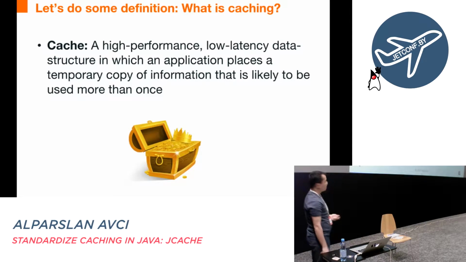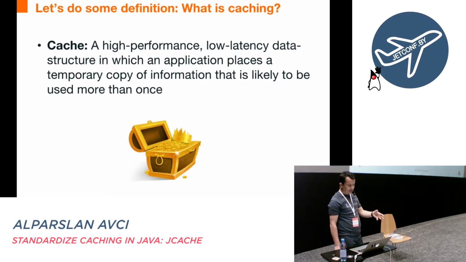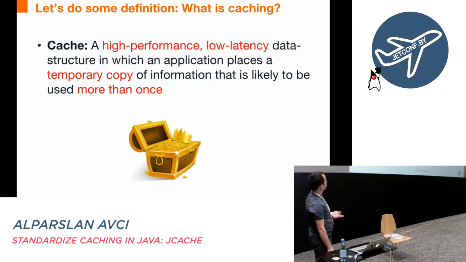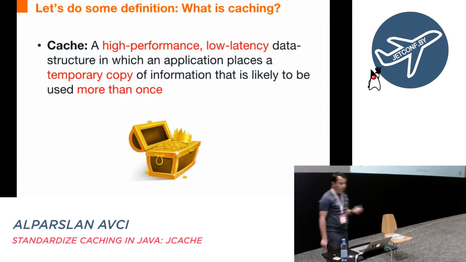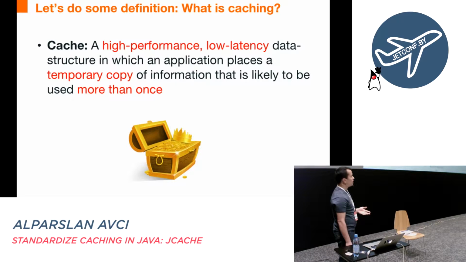Let's pass to the real content. Firstly, I want to start my talk with a classical definition sentence. What is cache? I will read directly from the definition because it's a long sentence. Cache is defined as a high-performance, low-latency data structure in which an application places a temporary copy of information that is likely to be used more than once. And since it is a long sentence, let us emphasize some of the words. Firstly, a cache should work in a high performance and low latency. It should because it will be meaningless otherwise. If your cache does not work fast enough, you can use persistent stores instead of using a cache. Because especially the infrastructures for persistent stores are really cheaper than cache infrastructures like RAMs, especially in high volumes. So a cache should work in high performance.